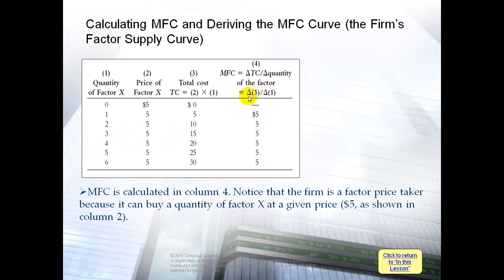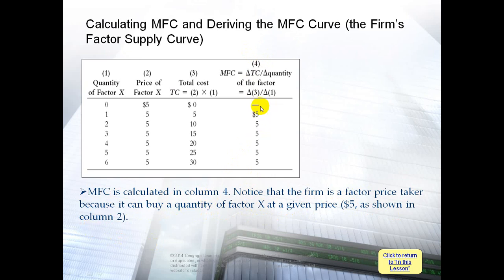What do you notice here? They are equal. It is constant. No increase, no decrease. So marginal factor cost is calculated in column 4, this one, column number 4. Notice that the firm is a factor price taker because it can buy a quantity of factor X at a given price, $5, as shown in column 2.